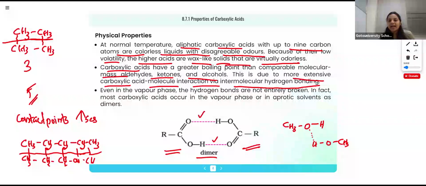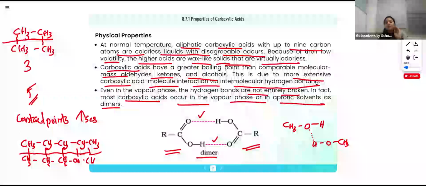In vapor phase, the hydrogen bonds are not entirely broken. In fact, most carboxylic acids occur in vapor phase or in aprotic solvent as dimers. See, normally I told you up to 9 carbon atoms, they exist in which state? Liquids, right? More than 9 carbon atoms, they will normally exist in solid form. They are wax solids, like that. Then in case of carboxylic acid, if you are converting the liquid carboxylic acid into vapor form, even there will be an interaction, meaning the hydrogen bonding.